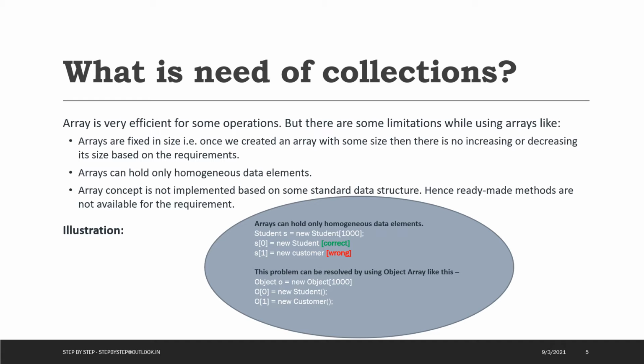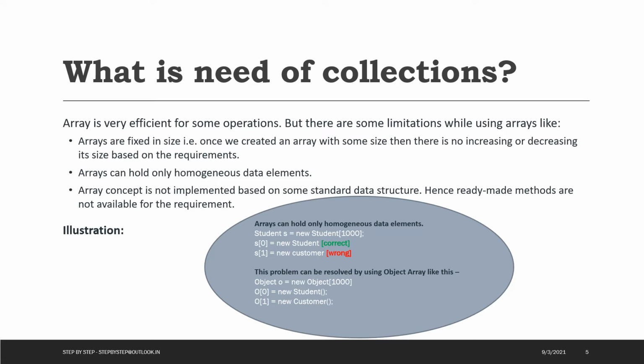Suppose you have created an array of 500 students, and tomorrow if the 501st student joins the college, there is no way you can modify or increase the size of that array. So that's one of the drawbacks of the array. Second one is arrays can hold only homogeneous data elements. Okay, so I'll refer to the below example.